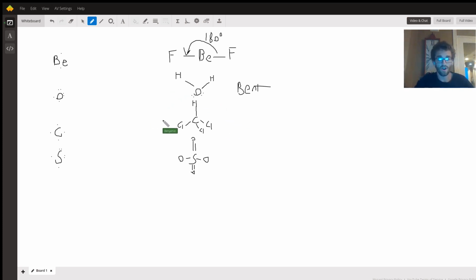Now, let's go on to carbon. Carbon is a very interesting element because it has what's called a tetrahedral geometry, and this is a number you're going to want to remember. The angle between each one of these is 109.5 degrees, and this is very important.